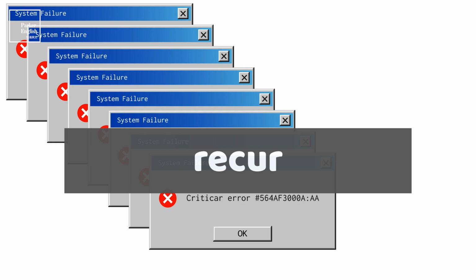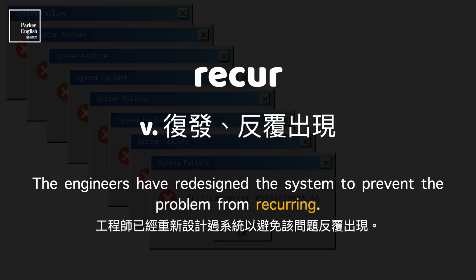recur. recur. 动词复发反复出现. The engineers have redesigned the system to prevent the problem from recurring.